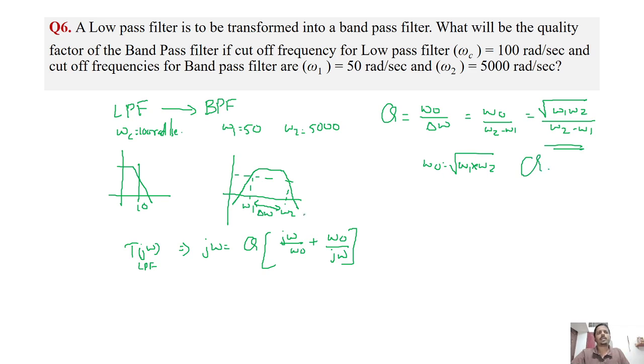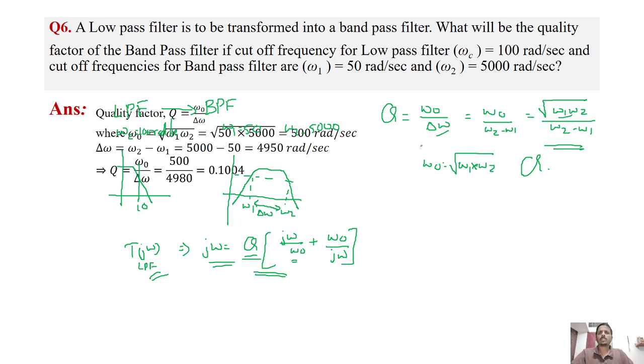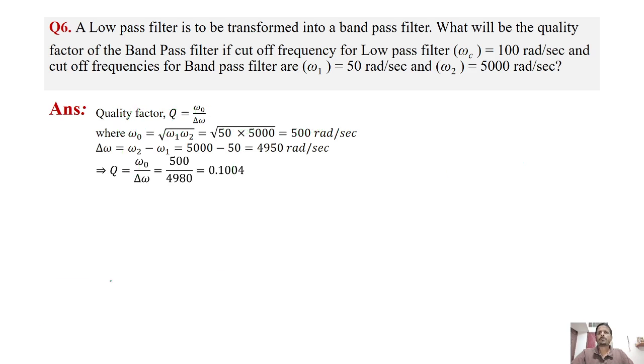If I get the value of q, I have the transfer function. In general, in the transfer function of a low pass filter, I can substitute j omega equal to this value, and since I have q and omega naught, I will get the transfer function related to the band pass filter. So the question is just to find q. Q equals omega naught by delta omega. We just need to substitute the values of omega 1 and omega 2 into this, and check what value we arrive at.